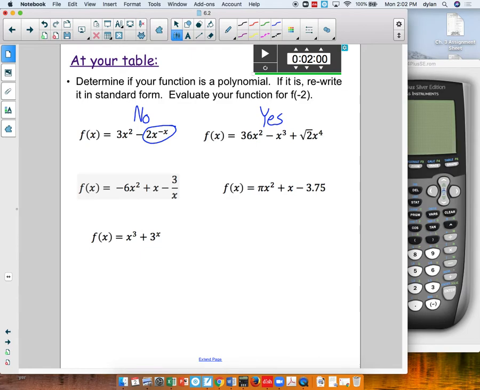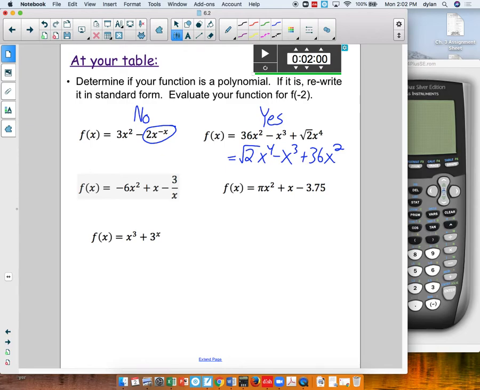The reason it is a polynomial is because all the exponents are positive integers, and the coefficients are real numbers. Square root of 2 is irrational, but it is real. So if we wanted to rewrite this in standard form, we would write it as the square root of 2 x to the fourth minus x cubed plus 36x squared.